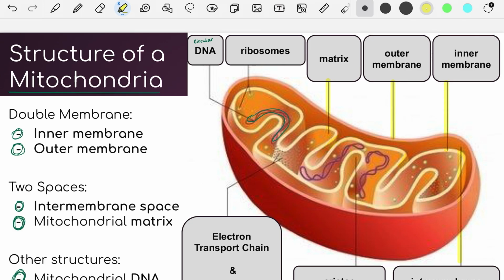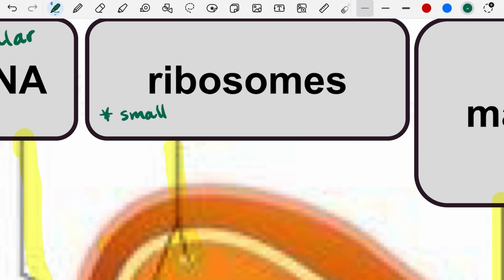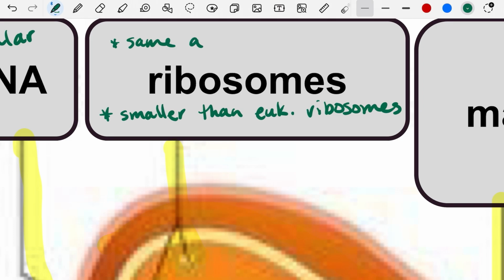So here, these are the pieces of mitochondrial DNA. You can see them around. There's one there, there's one here, there's one here. And they also have ribosomes, and here are the ribosomes. And these ribosomes are actually smaller. These are smaller ribosomes than eukaryotic ribosomes. They're the same size as bacterial ribosomes.